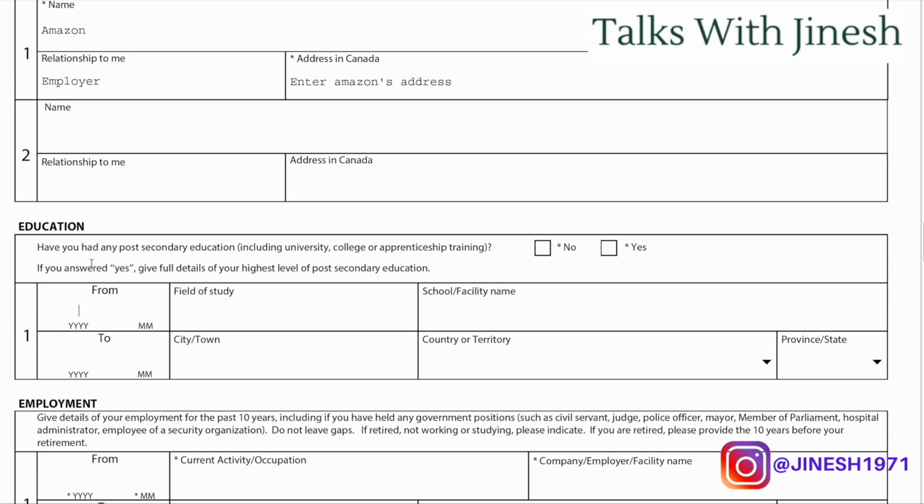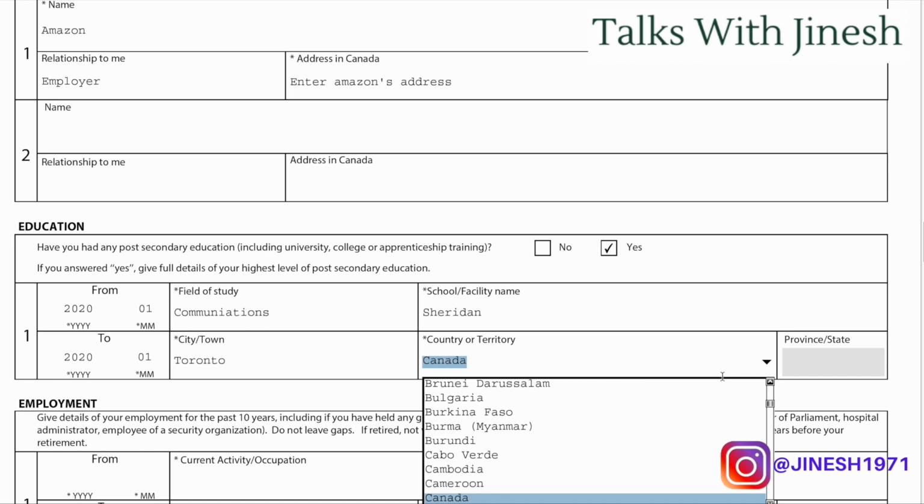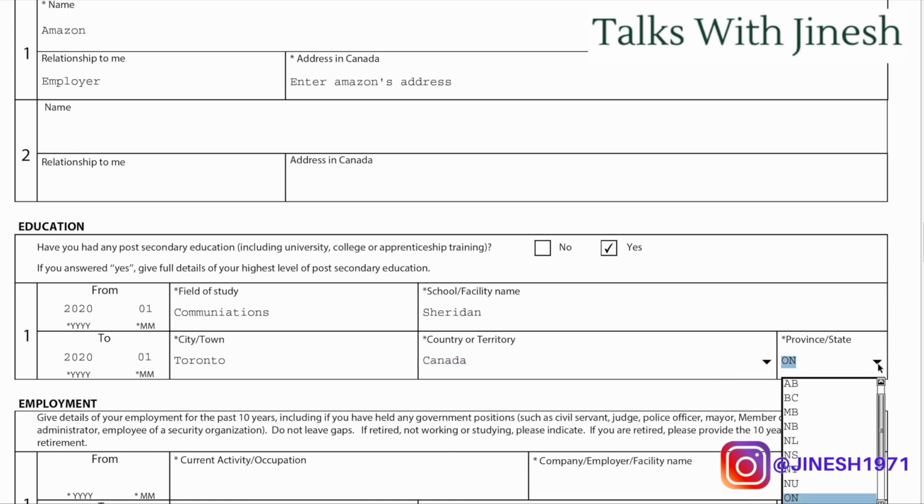And then education. Have you had any post-secondary education? Yes. Now from, this is going to be the date that your classes started. Field of study, let's just say communications. Your field of study you will enter here. Your school name you will enter here. Let's just say Sheridan. To is going to be the date when your classes ended for that particular degree or diploma. 2022. Let's just say the program was 2 years. And then city, Toronto, country, Canada, province, Ontario.